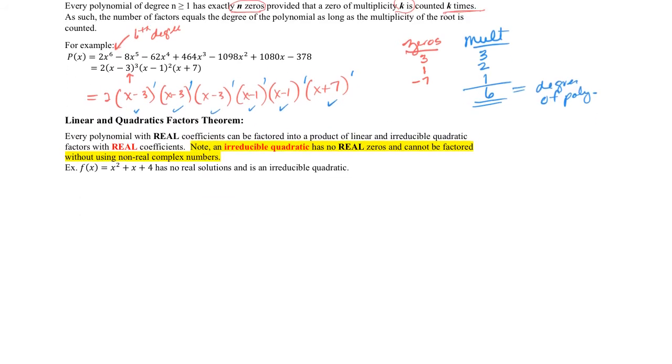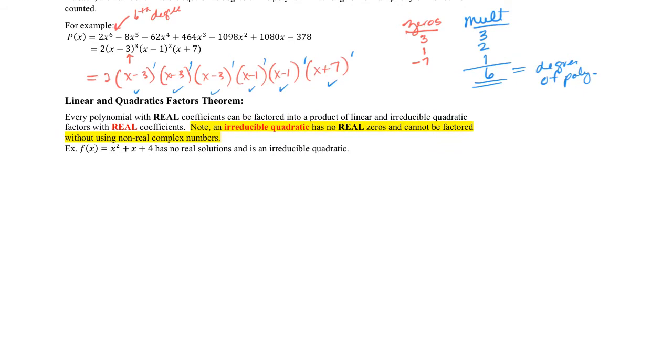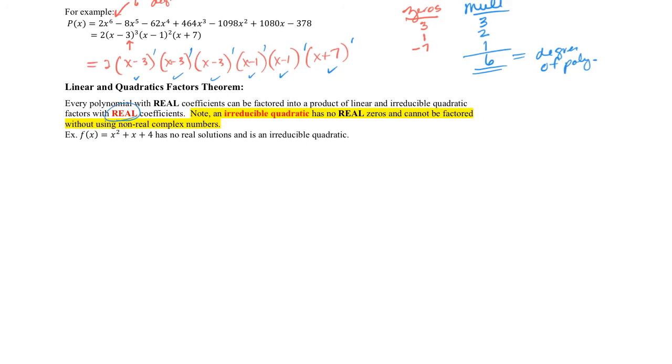Okay, the linear and quadratic factors theorem tells me that every polynomial with real coefficients can be factored into a product of linear and irreducible quadratic factors, also with real coefficients, okay, which means no imaginary numbers. Now, note, because I've been told I can factor this into a product of linear, so that's first degree, and an irreducible quadratic, so a quadratic, of course, is second degree.